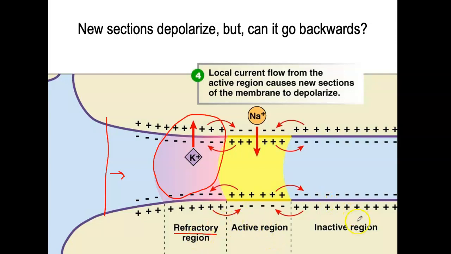And what about ahead of it? Ahead of it would be an inactive region where nothing's happened yet. The sodium hasn't come in yet. But this charge difference is starting to depolarize this membrane here, and what's going to happen next is sodium will be able to come in. Okay, so think of those three regions always happening along the whole extent of an axon until it reaches the other end.